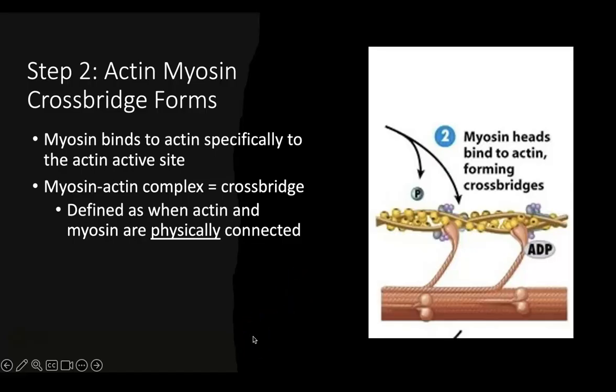Okay, so for step 2, we have the cross-bridge formation. This is where the myosin and the actin bind together, and the myosin-actin complex is formed. This is also known as the cross-bridge. Keep in mind that they have to be physically connected.